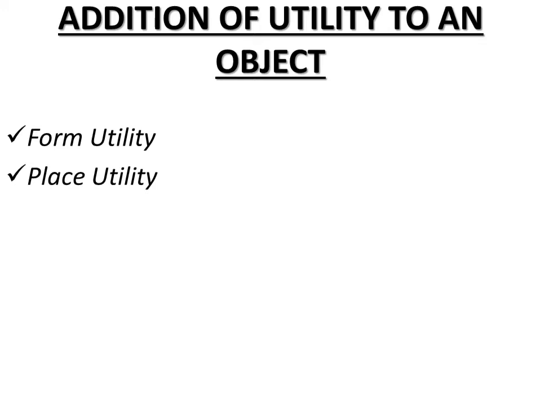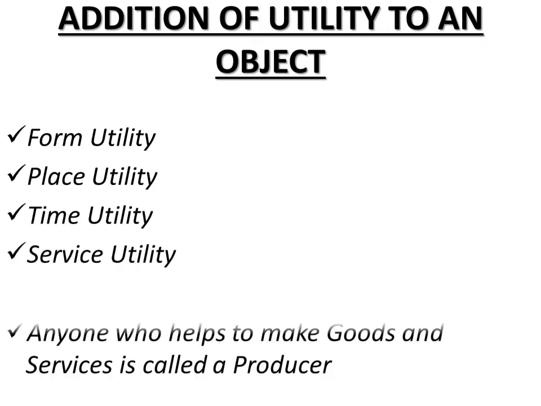So, you already have this concept in your class 10 book also. I'll just refer to the captions of these, that these are the various forms in which you can create utility. Form utility is there, then place utility is there, time utility is there, and service utility is there. By creating these kinds of utilities, you can create utility in any of the things, and thus production is done.